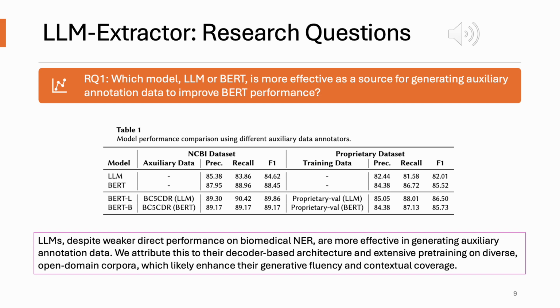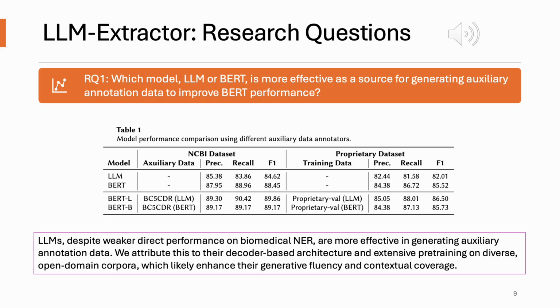In both the NCBI and proprietary settings, augmenting BERT with LLM-generated annotations, here using BERT-L, consistently improves performance over no augmentation and yields a better F1 score than BERT-generated annotations. For example, on the NCBI test set, BERT-L achieved an F1 score of 89.86, marginally higher than BERT-B. Similarly, on the proprietary test set, BERT-L reached about 86.5, outperforming BERT.